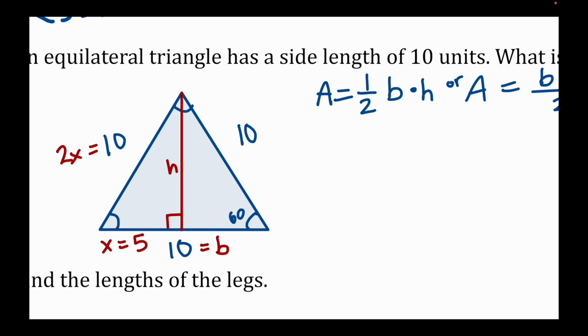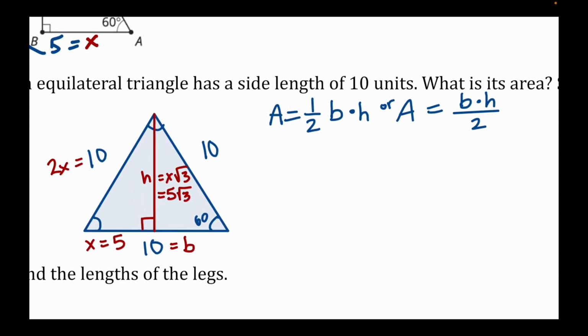And then this we would multiply because this would be our x root 3. So we're going to multiply 5 by the square root of 3. This is going to be 5 square root 3 for h. So now plugging those pieces in, we would have that the area of this triangle should be 1/2 the base, which is 10, and the height is 5 square root 3.